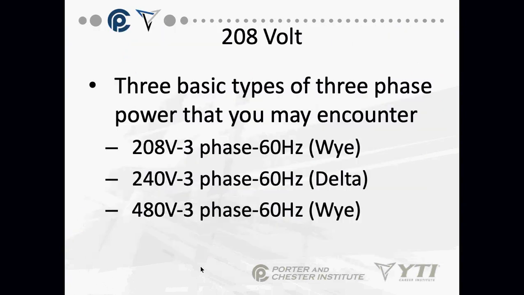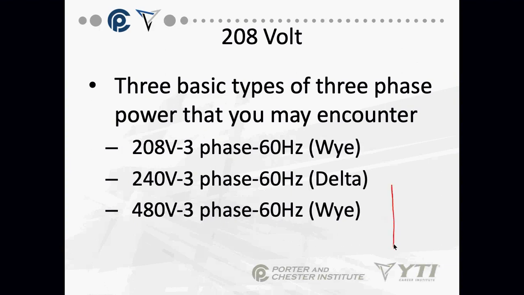Okay, there's three basic three-phase power types that you're going to encounter. You're going to hit 208 three-phase. That's going to be out of the Y. You're going to hit 240 three-phase. That's going to be out of the delta type windings. And you're going to hit 480 three-phase. That's again out of the Y.